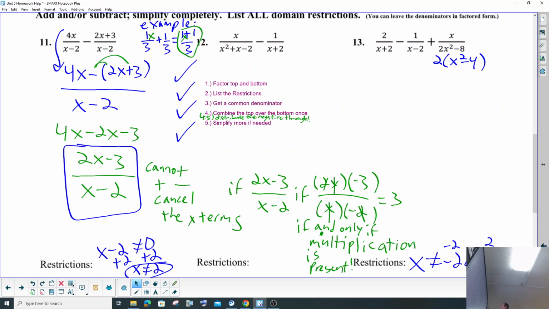Okay, so then number 13, we already factored it, right? Oh, we can factor more. So pause me, try it on your own. So x squared minus 4 can factor more. Can factor into what?